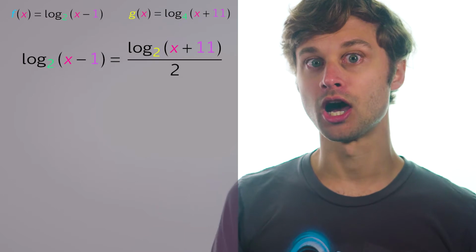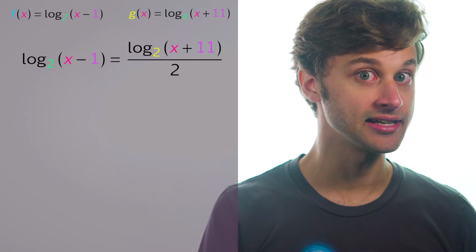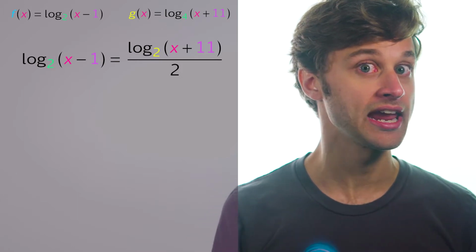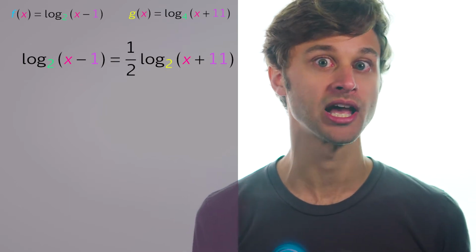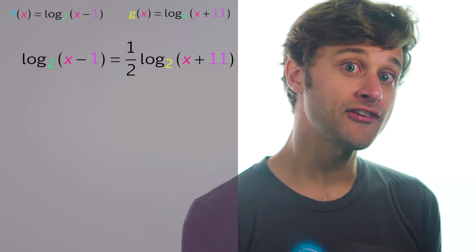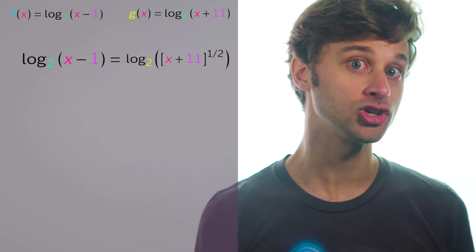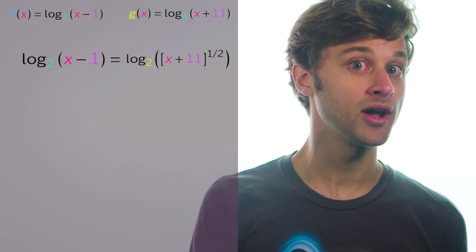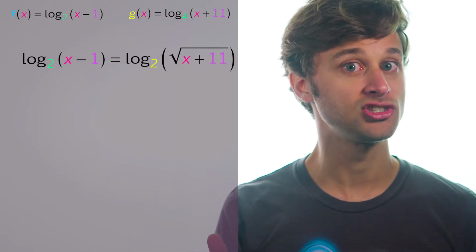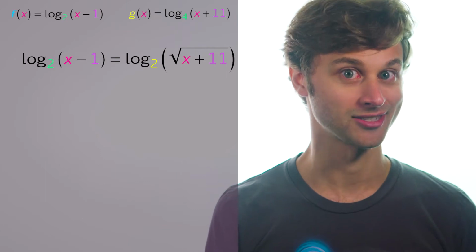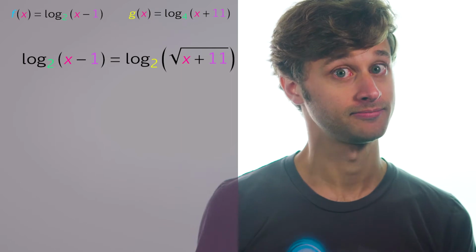Here's an important property of logarithms to consider when solving this problem. If I have a number that's being multiplied outside of the logarithm, for instance, on the right-hand side here, we have a factor of 1/2. When I divide by 2, that's the same thing as multiplying by 1/2. That multiplicative factor outside the logarithm can jump inside the logarithm as an exponent on the argument of the logarithm. So instead of 1/2 times log base 2 of (x + 11), I now have log base 2 of the square root of (x + 11), remembering that the square root is the same thing as the 1/2 power.